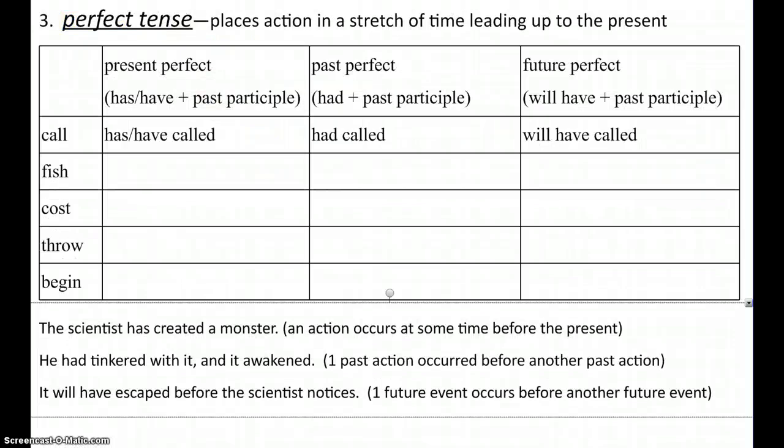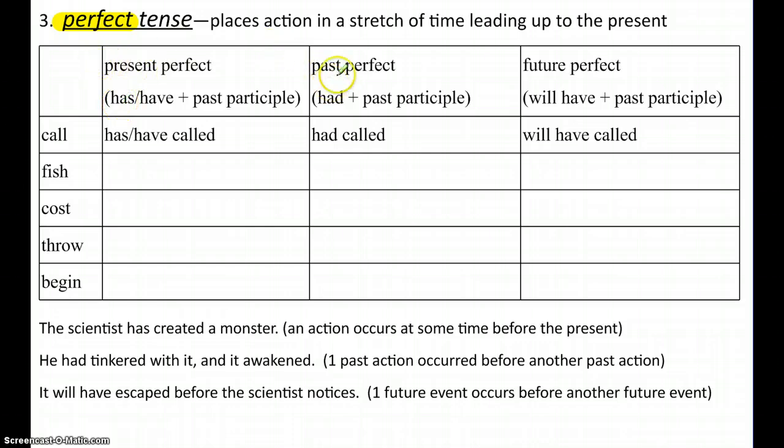The next tense is perfect tenses. And again, these can be present perfect, past perfect, and future perfect. And so what we look for is the helping verb that is a form of has or have or had. Will again indicates future, so we're looking at will have as the helping verb. The past participle we talked about for regular verbs ends in the suffix ed. Okay, so has called or have called, had called or will have called.